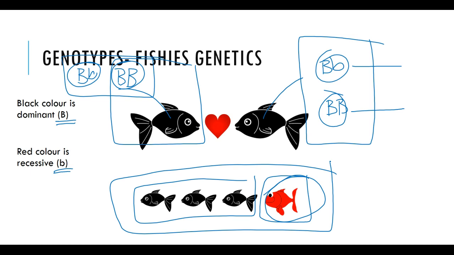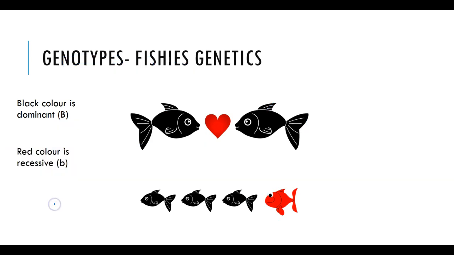Therefore, if we get rid of all of this, we can say that this paternal fish right here has a capital B, lowercase b genotype, and this one also has a capital B, lowercase b.